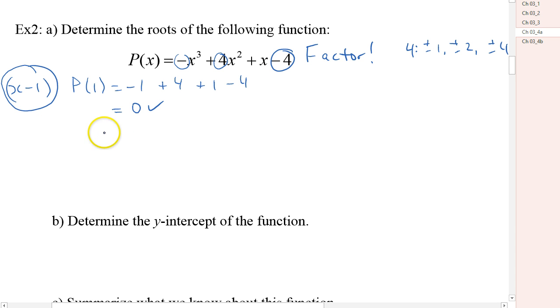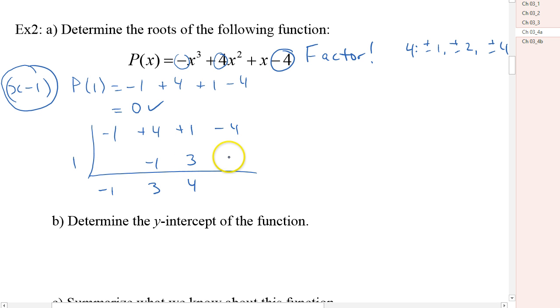and then it'll be a simpler polynomial to work with. So again, I'll put the negative 1 plus 4 plus 1 minus 4. I'll use synthetic division, and remember we're going to be using that 1. So bring down this negative 1, multiply it out. Add these two together, I get 3. Multiply that times 1. Add these together. Multiply by 1. Add them together. Good, just sort of my check here. Good, I got a remainder of 0.